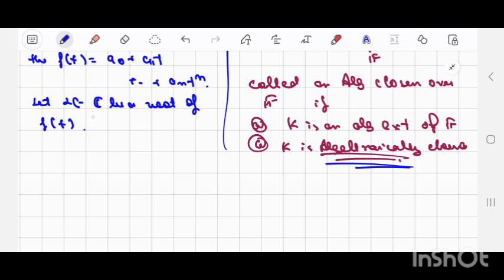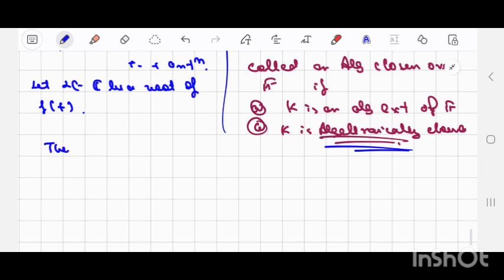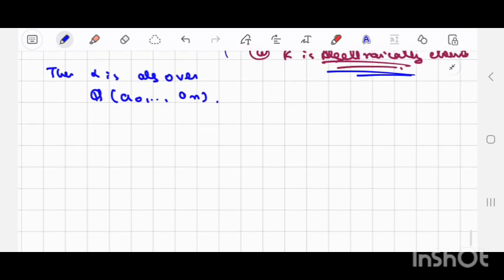Why do we know about the existence of such roots? Since C is algebraically closed, which we have proved analytically, there exists a root alpha of f(t), right? Then observe, alpha is algebraic over the extension of Q by a0 till an, clearly observable. Then again we have the same situation of having a tower of extensions: Q, then Q(a0,...,an), then Q(alpha, a0,...,an).